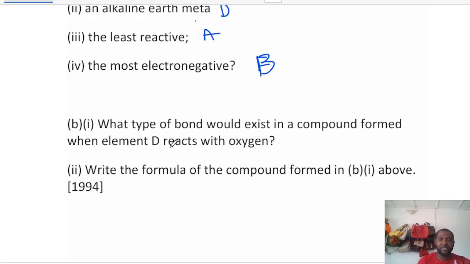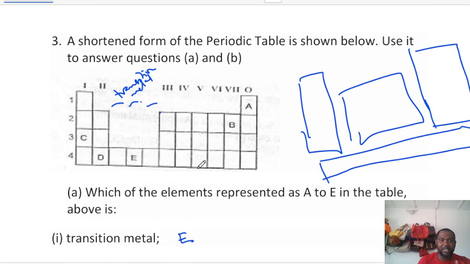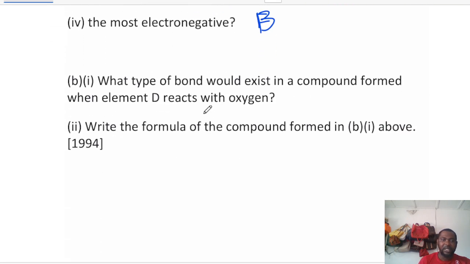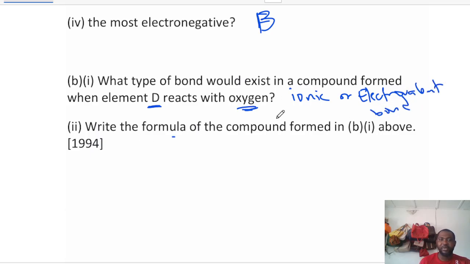Now, the next question says, what type of bond would exist in a compound formed when element D reacts with oxygen? Element D is a group 2 element, and a group 2 element is a metal. Oxygen is a non-metal. The type of bond would definitely be an ionic bond. You can call it an ionic bond or an electrovalent bond. The next one says write the formula of the compound formed. D is a group 2 element, so it has a valency of +2, or oxidation number of +2. Oxygen has an oxidation number of -2. Since they have the same number, the compound should be DO. That's how the compound will be written. I hope that makes sense.